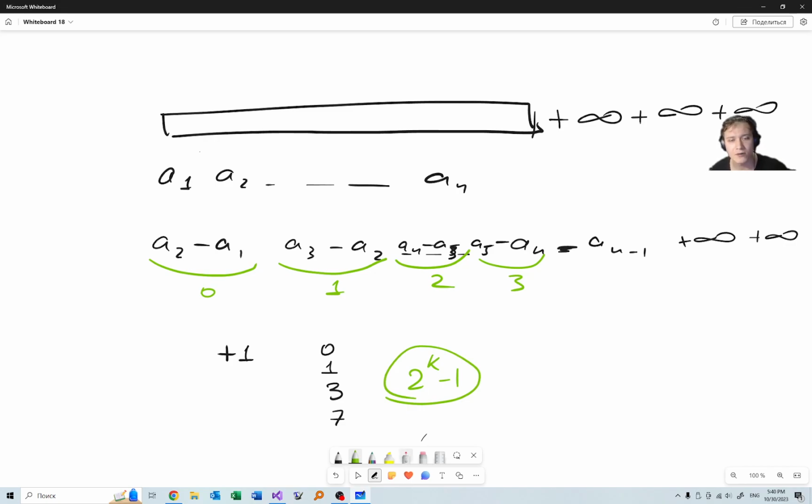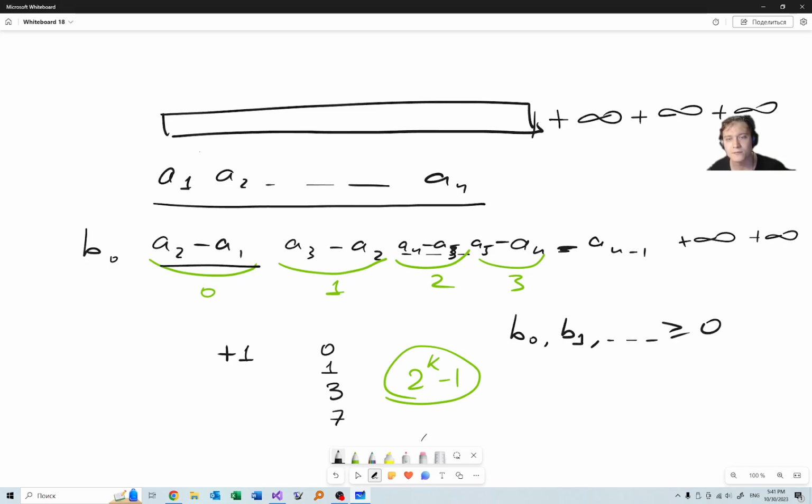Okay, and our goal is to make the initial array non-decreasing, so we want to make all these elements non-negative. So we want all elements which are differences of A to be non-negative. This simply means that we want to check whether all elements except these are non-negative.